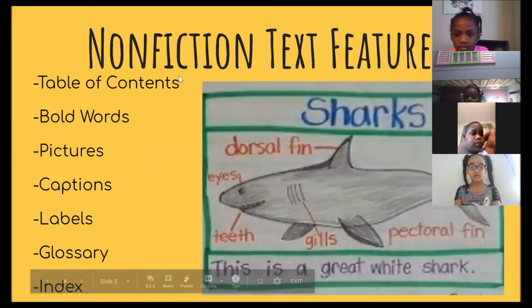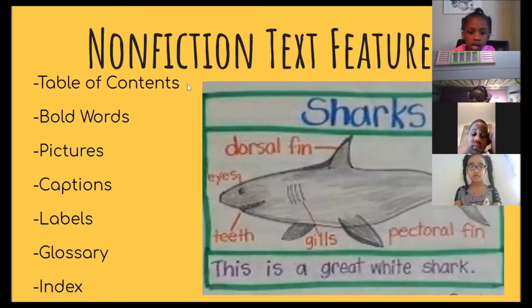So in nonfiction books, there are table of contents, bold words, pictures, captions, labels, a glossary, and an index. So we're going to talk about all of those things, okay? So you know what they are.